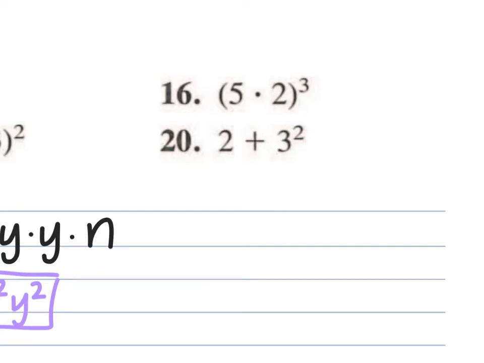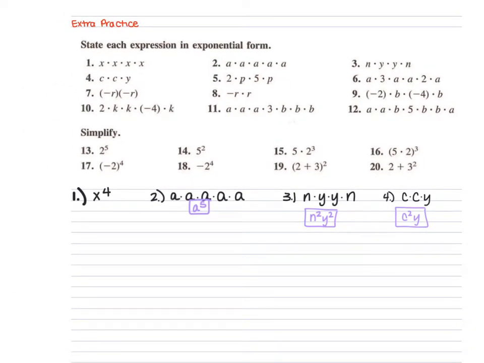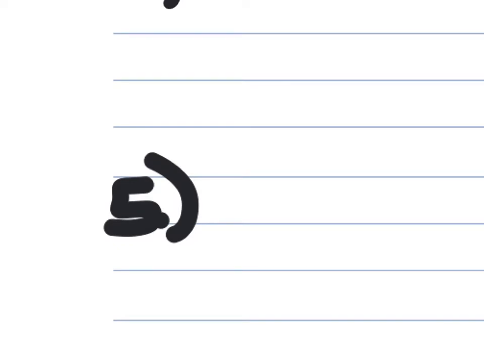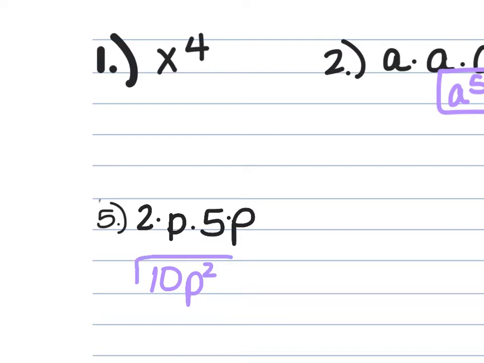For 4, we have c times c times y. So c times c is c squared times y is just c squared y. For number 5, we have 2 times p times 5 times p. So 2 times 5 is 10. P times p is p squared, so 10p squared.